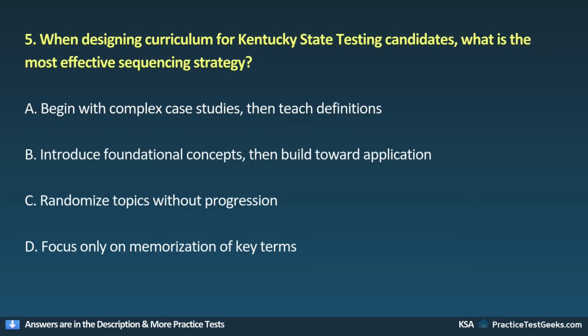5. When designing curriculum for Kentucky State testing candidates, what is the most effective sequencing strategy? A. Begin with complex case studies, then teach definitions. B. Introduce foundational concepts, then build toward application. C. Randomize topics without progression. D. Focus only on memorization of key terms.